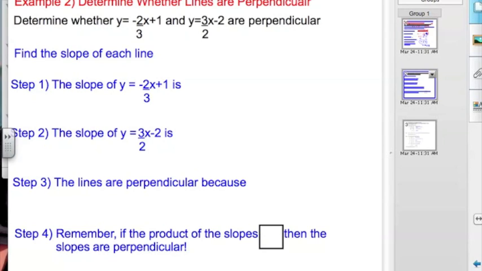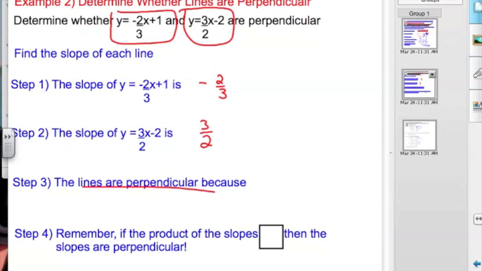Now we need to determine whether lines are perpendicular. Now, we have two equations. We have y equals negative 2/3 x plus 1, and we have y equals 3/2 x minus 2. Well, the slope of the first one is negative 2/3. The slope of the second one is 3/2. The rule here is, if lines are to be perpendicular, they have to, when you multiply the slopes, be negative 1.